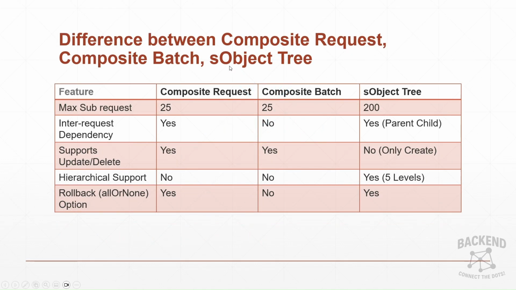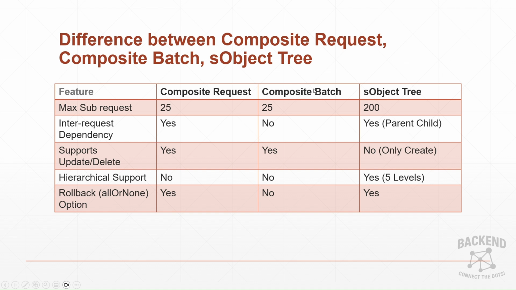The Salesforce Composite Connector helps to do multiple operations in a single request call. The main three components of the composite connector are request, batch, and sObject tree. A request lets you send 25 sub-requests in one call, and one can be dependent on another. The rollback option is also available on the request. If one of them fails, the entire set of sub-requests in that call will be rolled back.